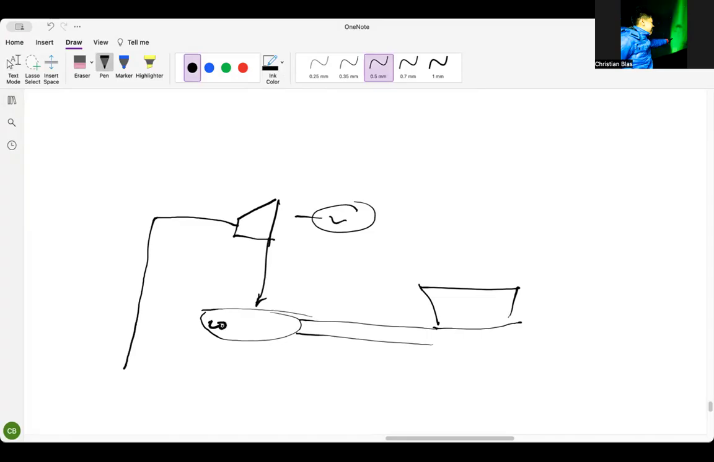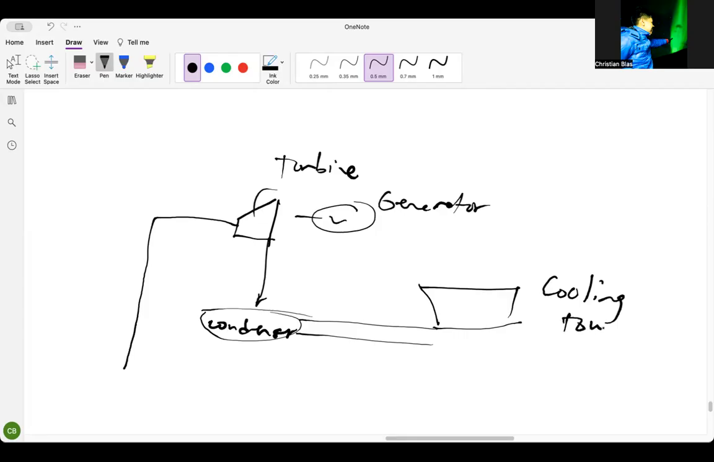So this is the condenser. This is the turbine, the generator, and the cooling tower. So this is direct steam, or the dry steam, or the steam dominated conversions. Okay, so this is for that one.